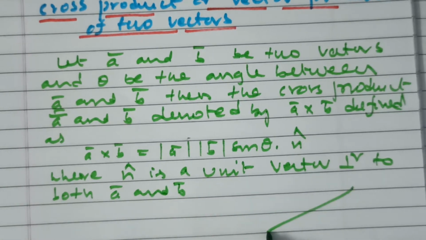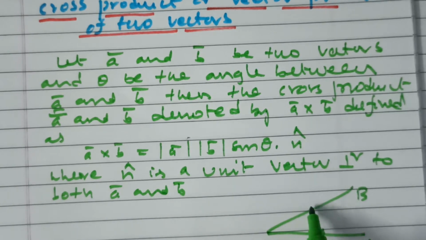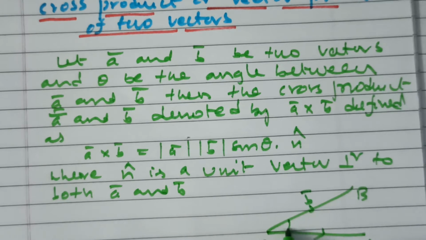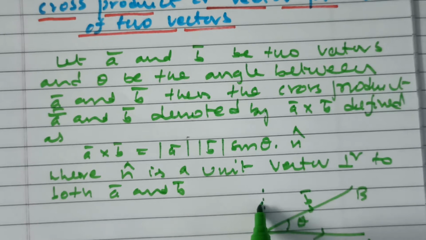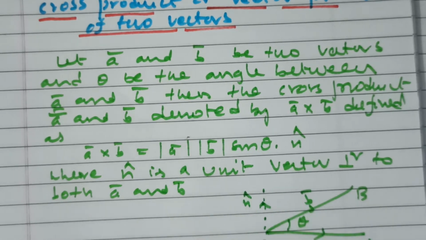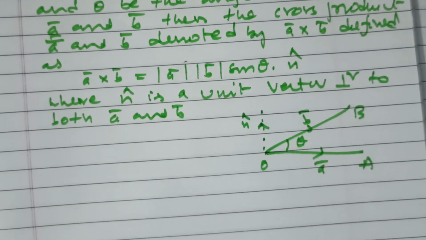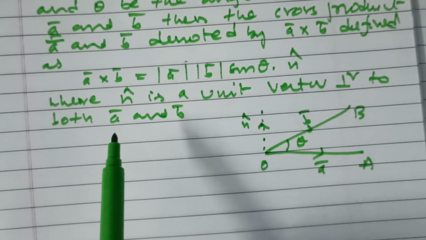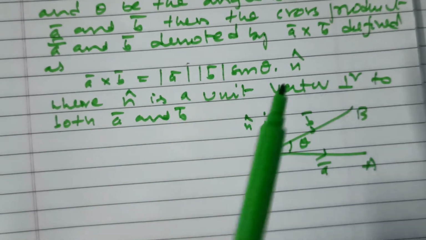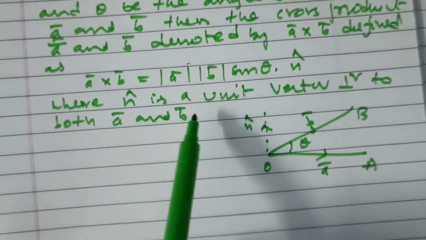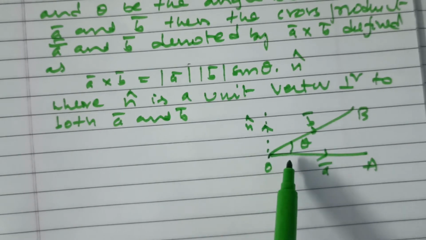Suppose these are the OA, OB, A bar and B bar vectors. Theta is the angle between them, and perpendicular to these two vectors is n cap. So n cap is a unit vector perpendicular to both A bar and B bar, so that the cross product of two vectors A bar cross B bar is equal to mod A bar into mod B bar into sin theta into n cap, where n cap is a unit vector perpendicular to both.